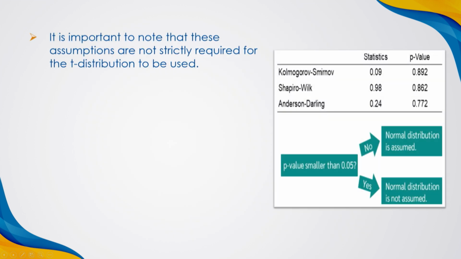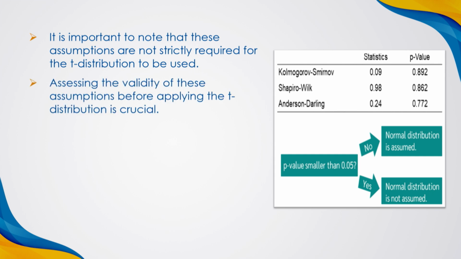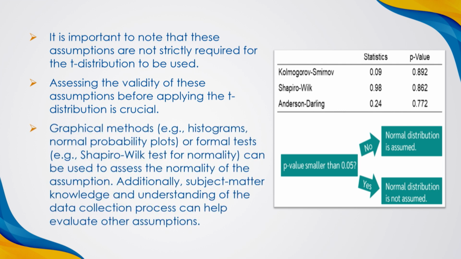It is important to note that these assumptions are not strictly required for the t distribution to be used. Assessing the validity of these assumptions before applying the t distribution is crucial. Graphical methods, for example histograms and normal probability plots, or formal tests, for example the Shapiro-Wilk test for normality, can be used to assess the normality assumption. Additionally, subject matter knowledge and understanding of the data collection process can help evaluate other assumptions.